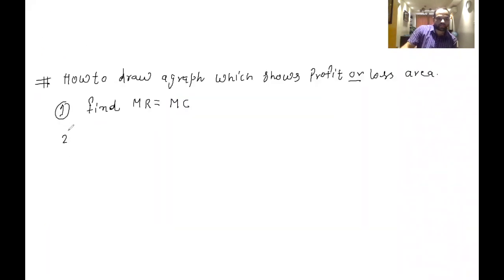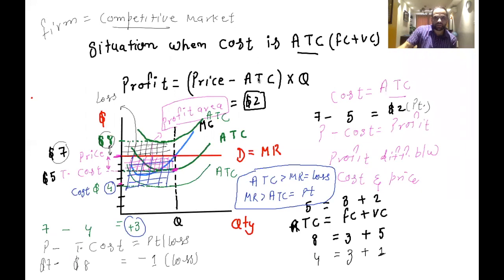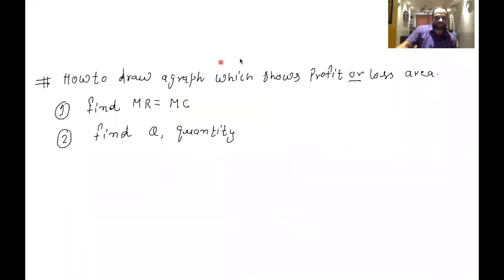Second, find Q, which is quantity. Quantity is this curve, this one. Quantity is very important to find. If you don't have quantity, how can you understand where your cost is? So quantity is important. All right, so step two is find quantity.